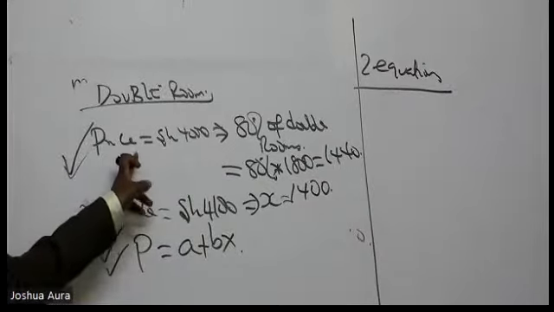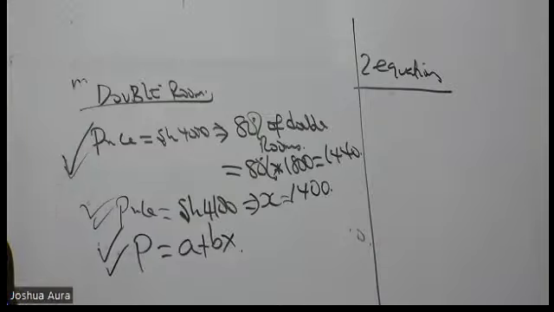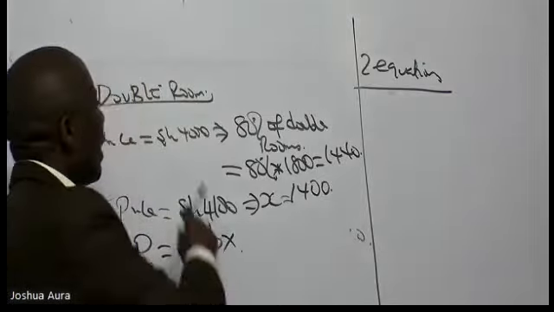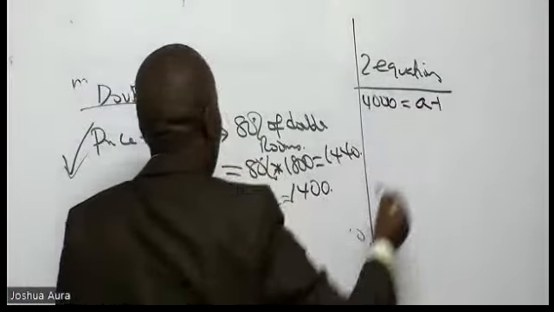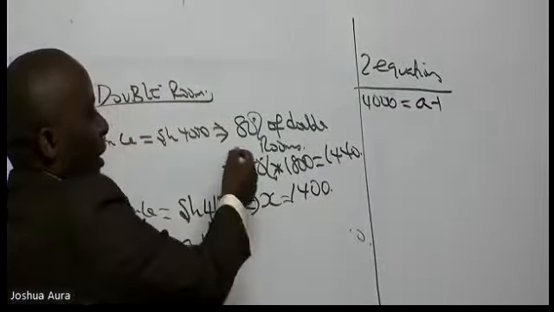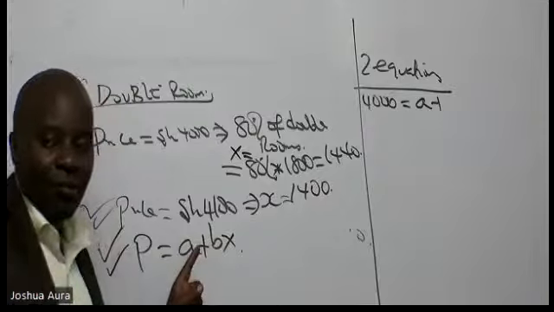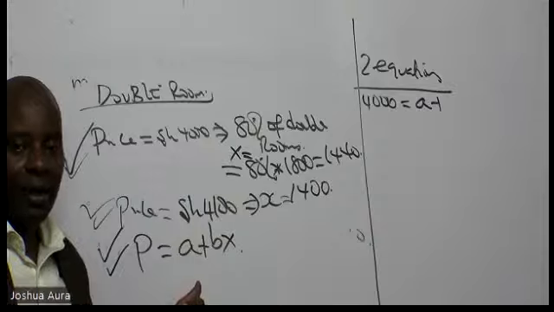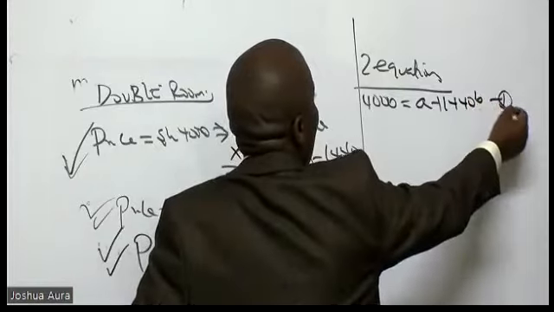You plug in the first point. So when you plug in the first point, the price is 4,000. The price is 4,000 equals A plus B X. Remember, this is the quantity X. So B 1440; I can't write it like B 1440, the number must come ahead. So it's supposed to be A plus 1440 B, equation number 1.